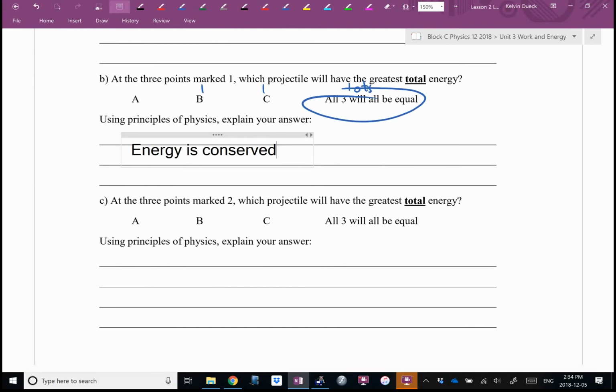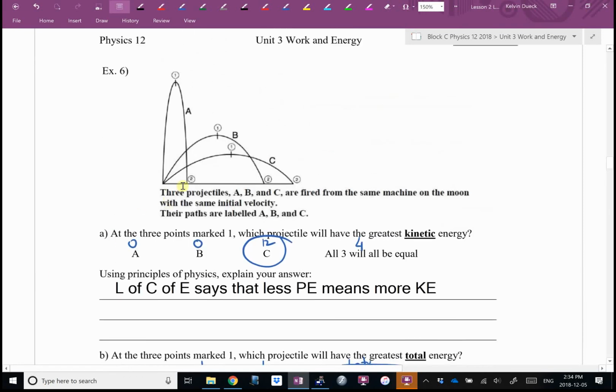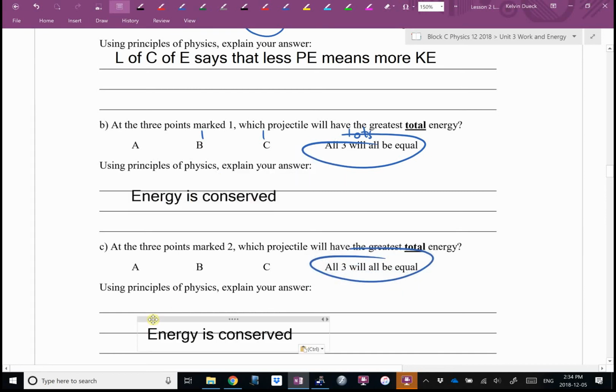What about at location 2? Here's location 2. Which one will have the greatest total energy? What's the correct answer? I'm not going to vote. What's the correct answer? All of them, because the total energy doesn't change. Oh, you know what? Copy, paste, copy, paste, because it really is the same question.